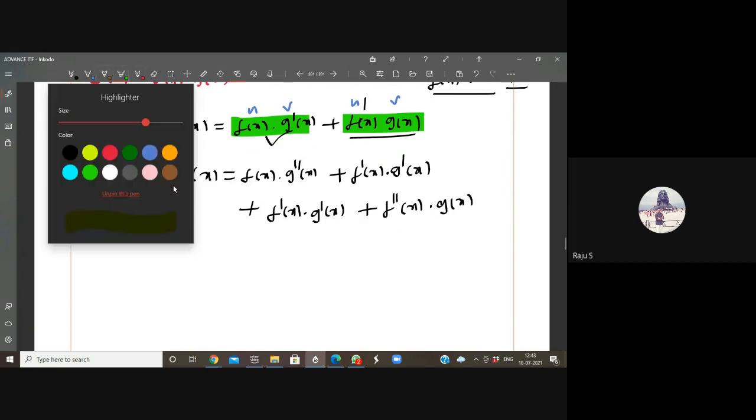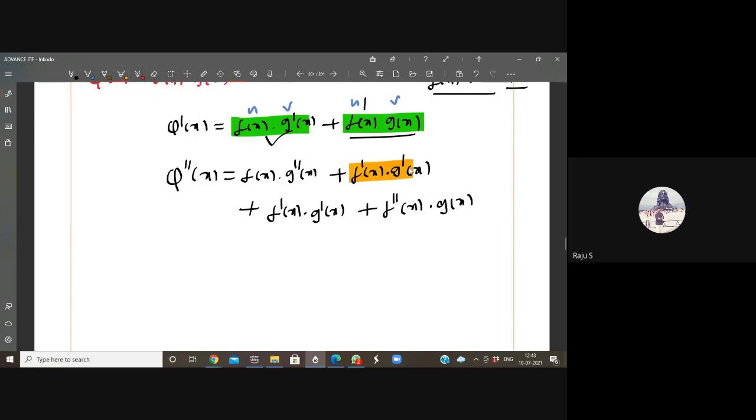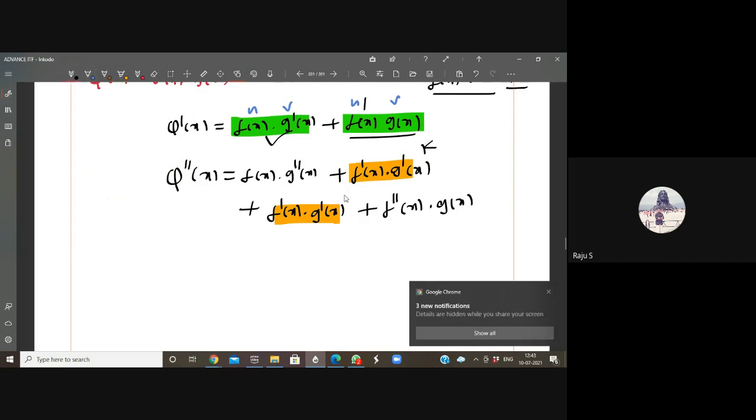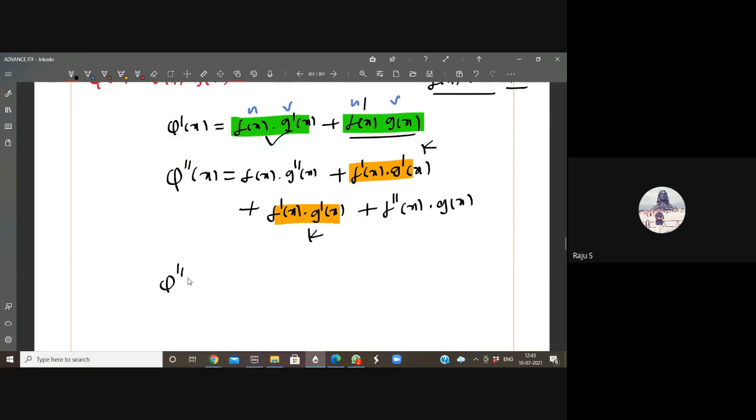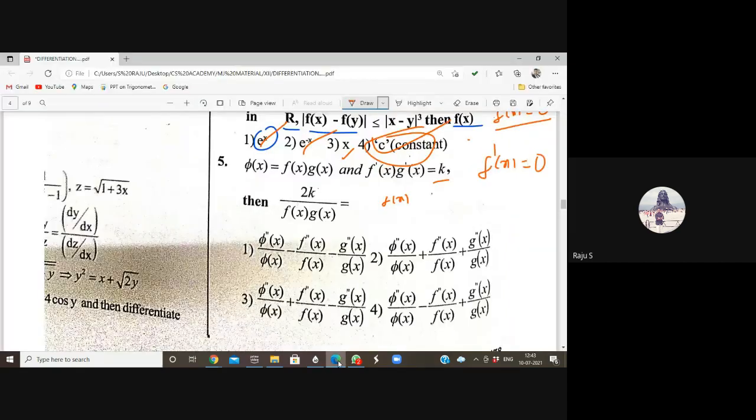What about this value here? F dash of x into g dash of x, clearly k. Here also k, so k plus k is 2k. Phi double dash of x is clearly equal to f of x g double dash of x plus f double dash of x g of x plus 2k. But what is the question? What is 2k by f of x g of x?